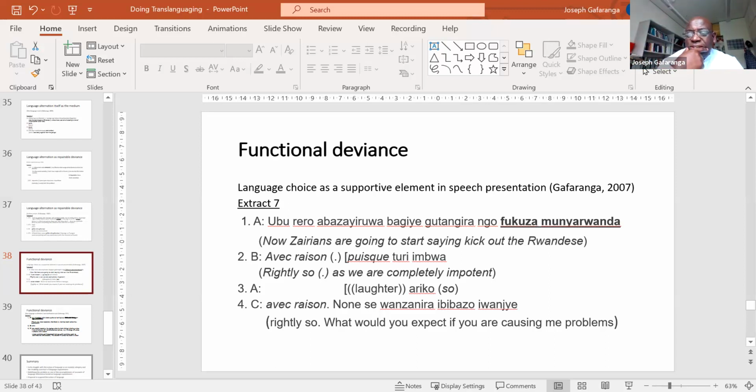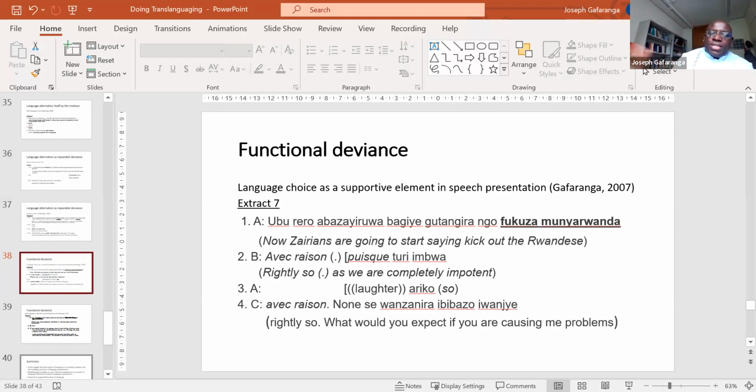Now, the Rwandans in Belgium are saying, now that the Rwandan army has crossed into Congo, the Zairians are going to start saying, kick out the Rwandese. This is a case of speech presentation. They are going to start saying, kick out the Rwandese. Now, the reported speech comes in Swahili, the language used in that part of Zaire where the refugees are based. So in a way, there are two things. There is the content, what they are going to say, but also how they are going to say it.